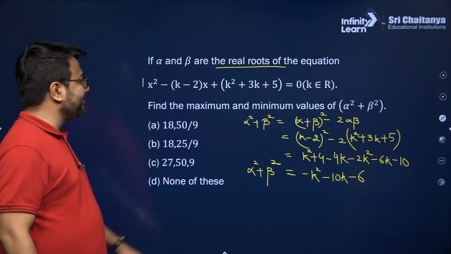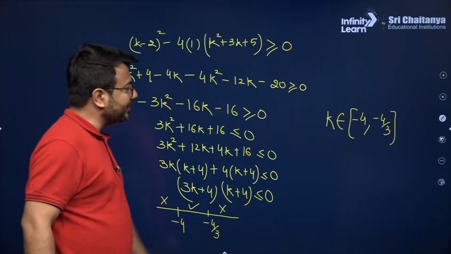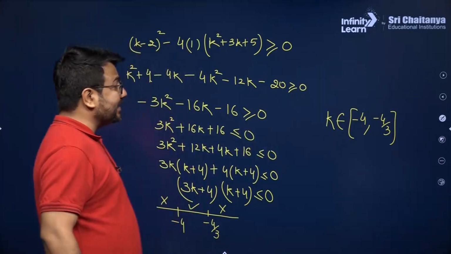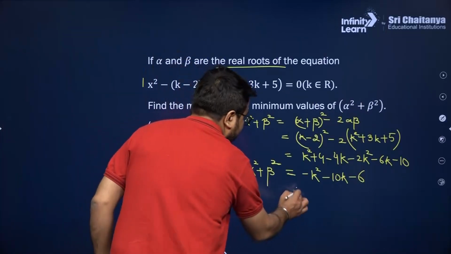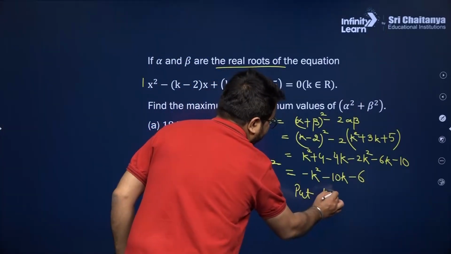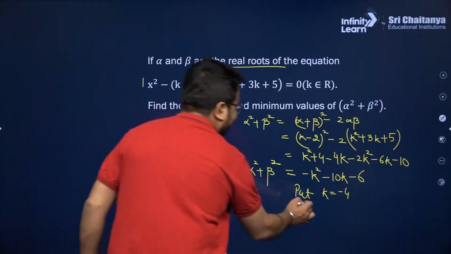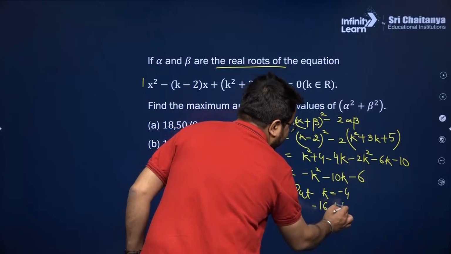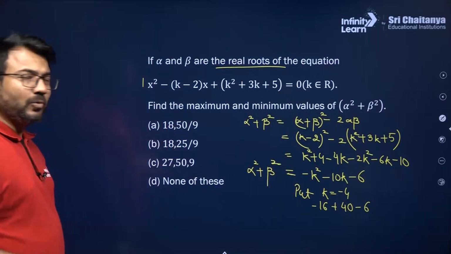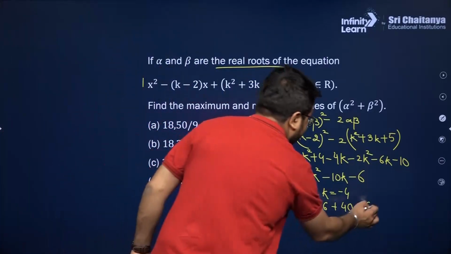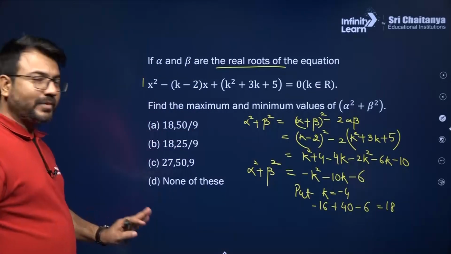Now, if I want to get the minimum value of it, what I will be doing here, first of all, I'll put the value of k as negative 4. And then I'll put the value of k as negative 4 upon 3. So here I will be substituting k as negative 4. Once I put the value of k as negative 4, it will be minus 16, then it will be plus 40 and then minus 6. So minus 22 plus 40 will be equal to plus 18. So this is for k equal to minus 4.